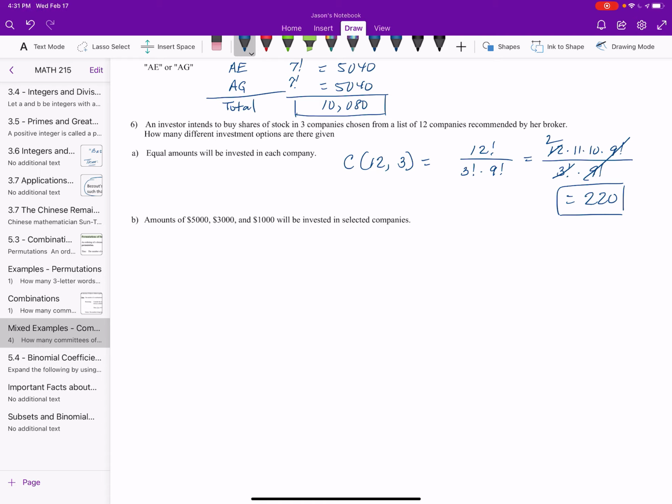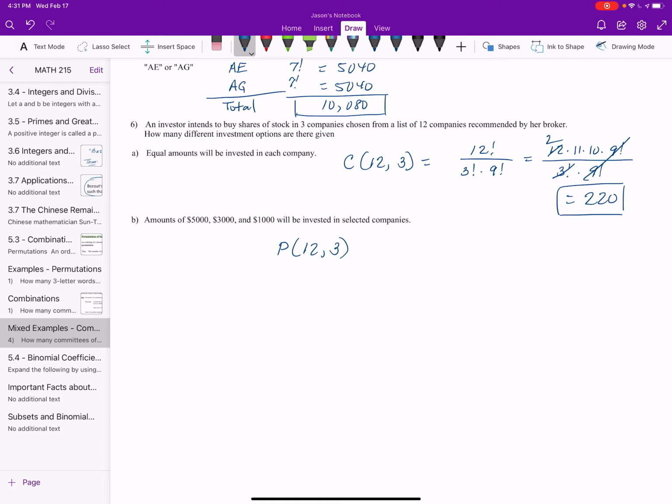Now, what if we're investing different amounts in each company? So now this says company A could get 5, company B could get 3, company C could get 1, or company A could get 1, company B could get 5, company C could get 3. So what that means is I can now view those as order matters. So basically, I want to choose which company gets the 5,000. I can choose the company that got the 1,000 and so on. So this turns out to be a permutation problem.